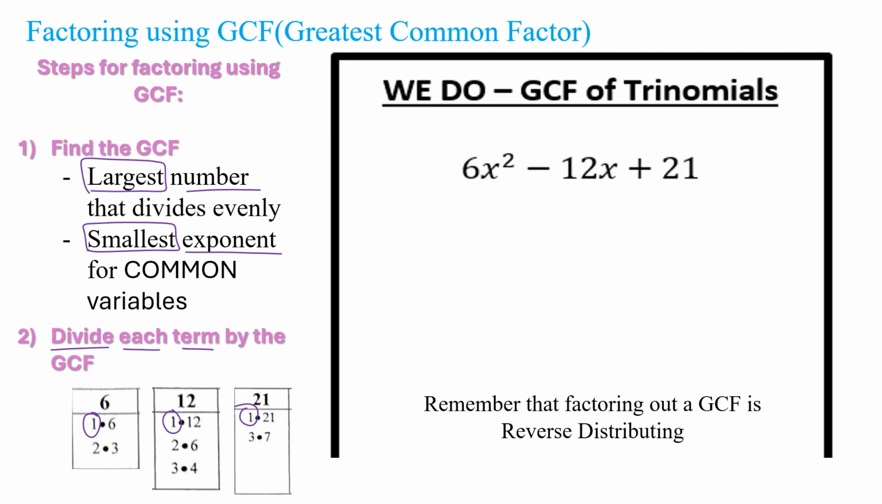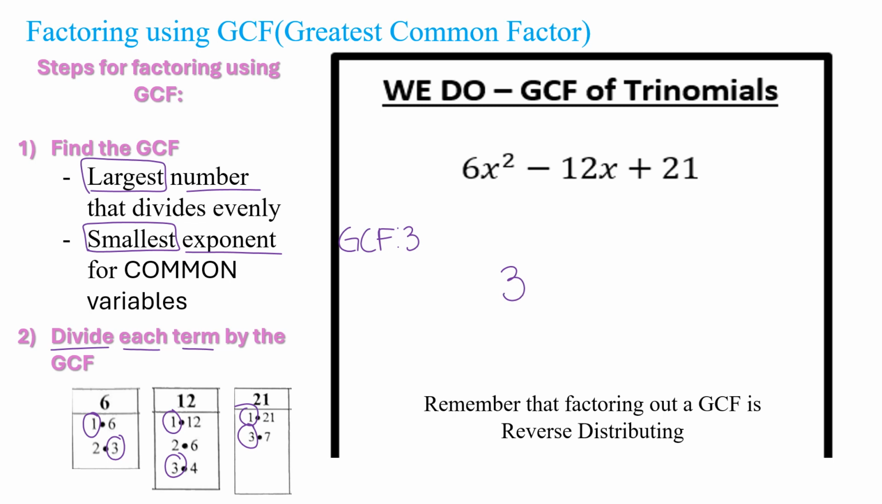They have 3 in common as well. Okay, so to find the largest number that they have, that would mean that it would be 3. Okay, and if I look at those variables, the very last term does not have an x, so they do not have an x in common. So that GCF is just 3.